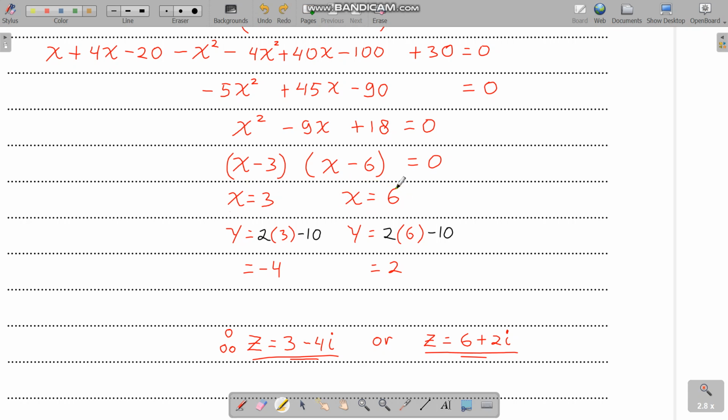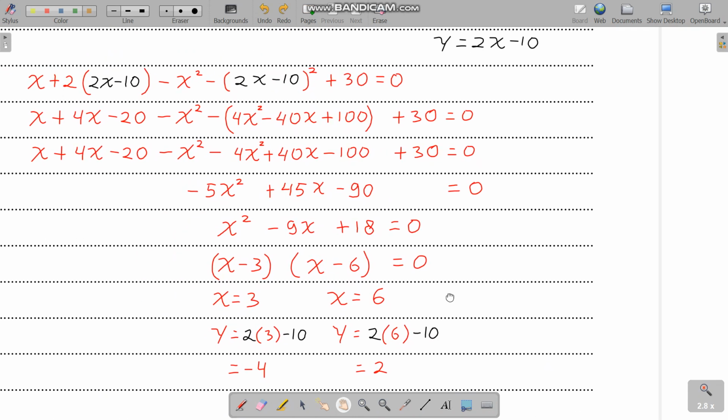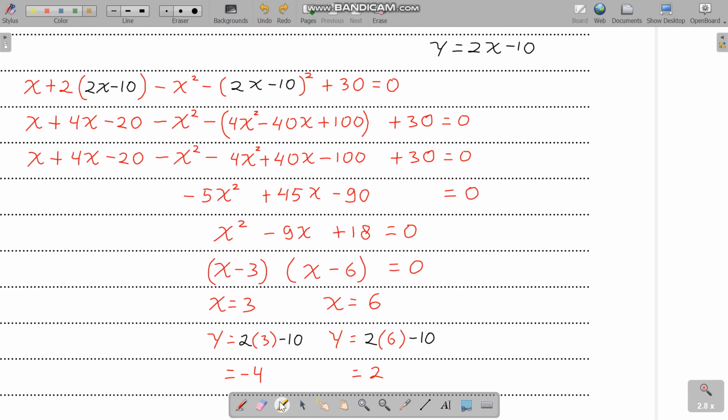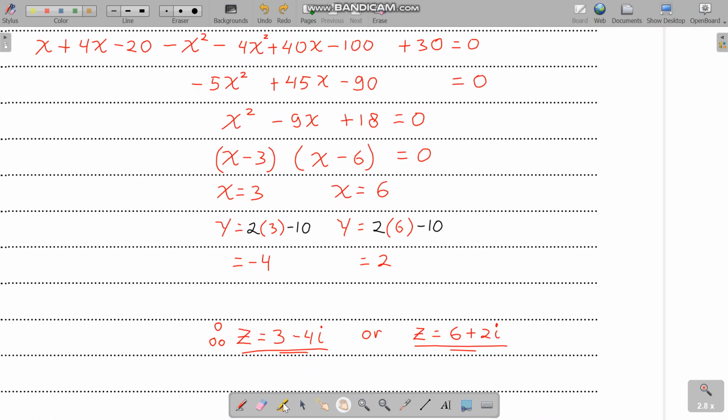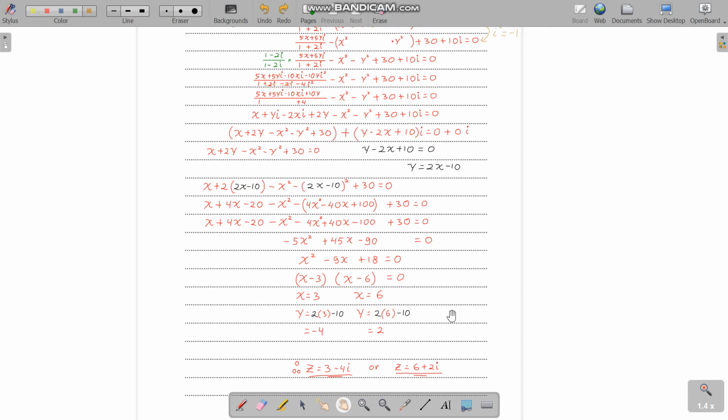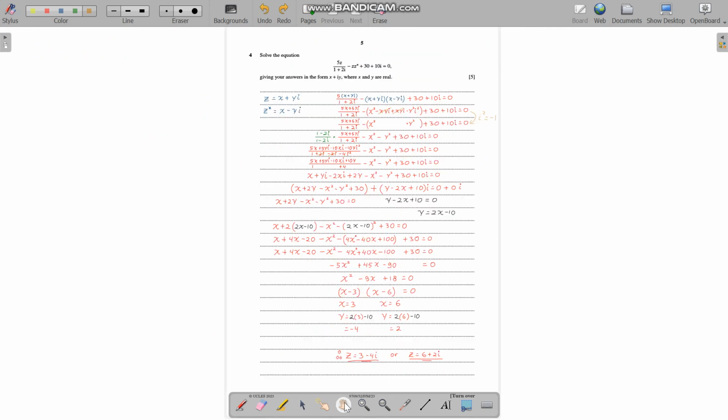To find the y, we plug into the 2x minus 10 again. If x is 3, y is minus 4. If x is 6, y is 2. So in conclusion, we have two solutions. If x is 3 and y is minus 4, this is the z, or for 6 and 2, this is what we get. So we have two possible solutions, two possible values of x and y.